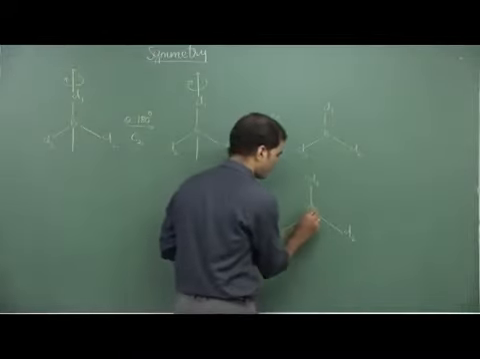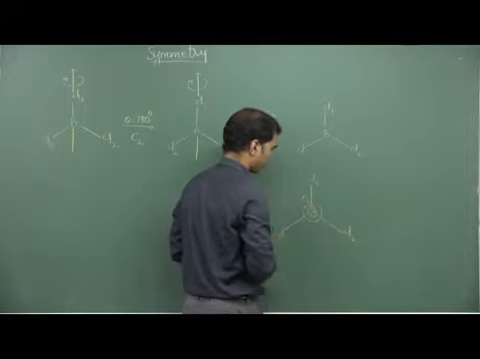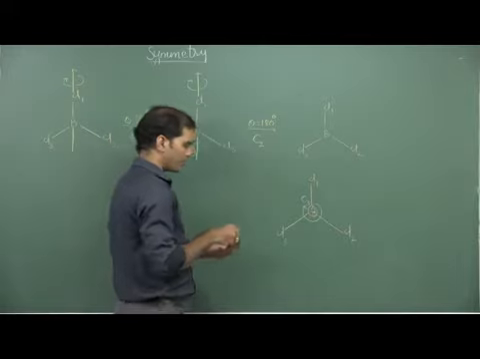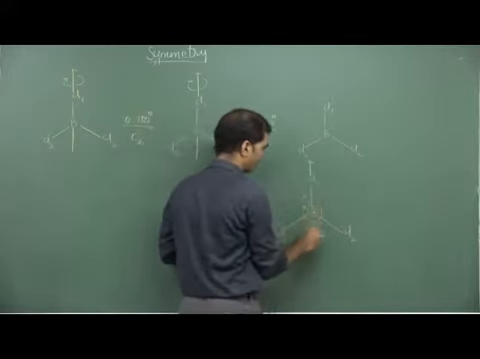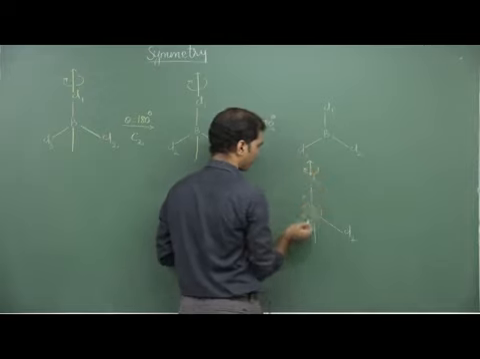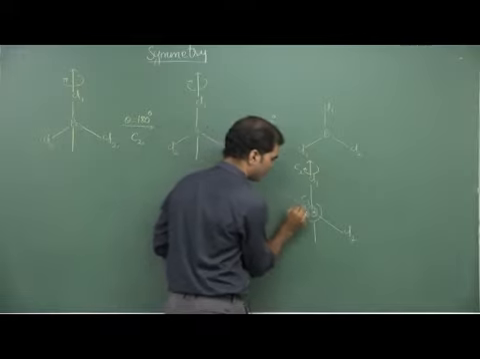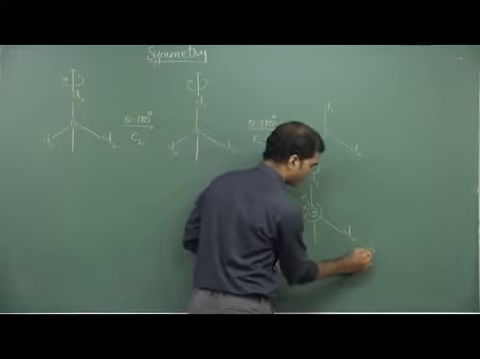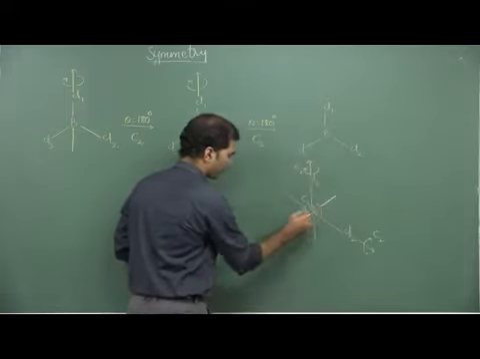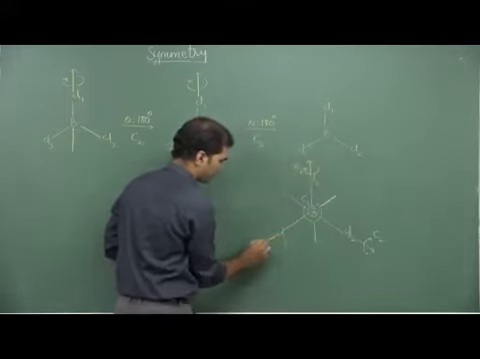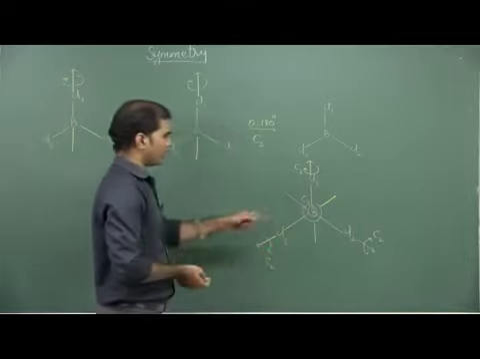Let me also represent a C3. That C3 is passing only from the boron. This is a C2. Likewise, we also have another C2 passing from a second chlorine. Similarly, we also have it from Cl3. So there are 3 C2s.